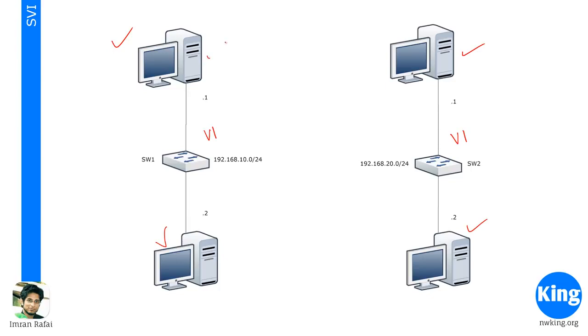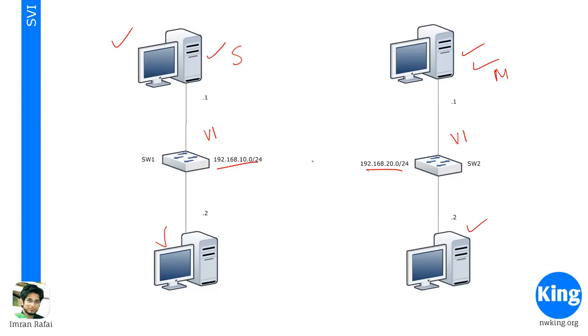Now, if the sales computer wants to communicate with the marketing computer, you cannot do it because they are disconnected. There's absolutely no connection between the two. Technically you could connect a wire from this switch to this switch, but these computers still cannot communicate because they are part of different networks, so different IP address networks. This is the 10.0 network, this is the 20.0 network, so they cannot communicate.